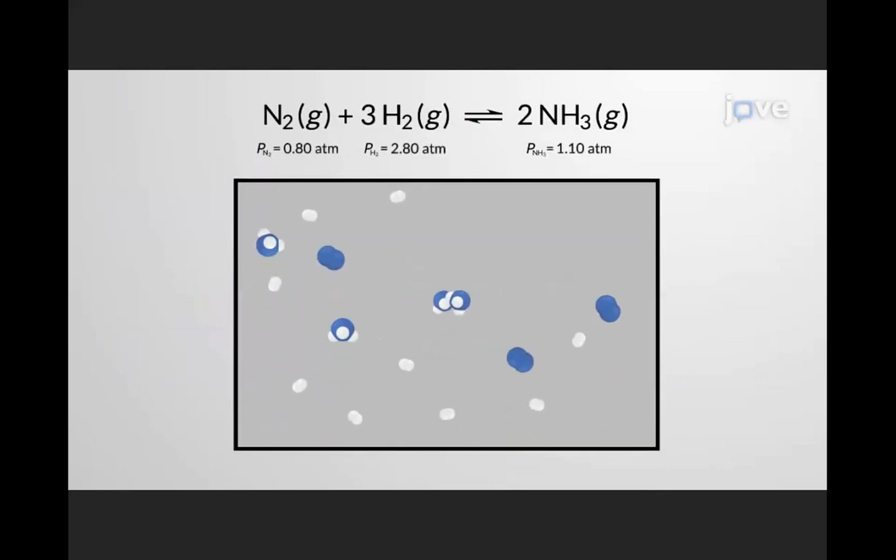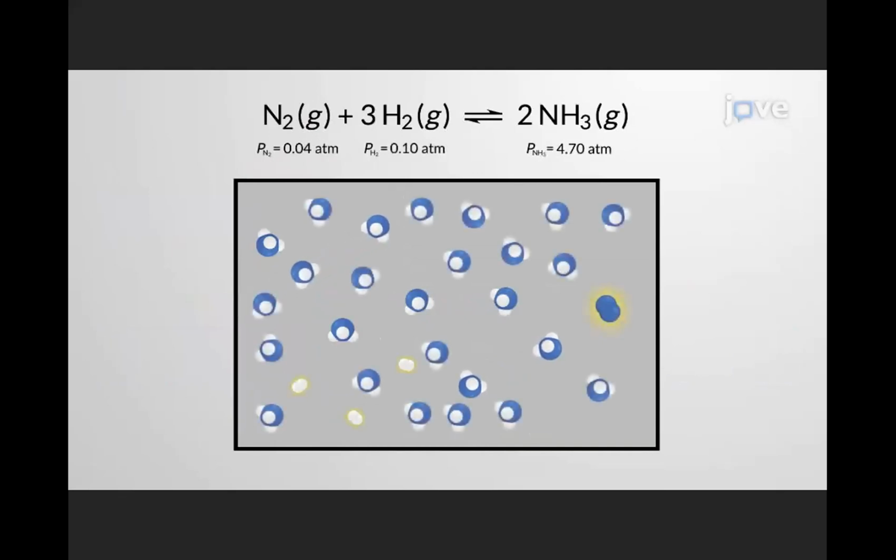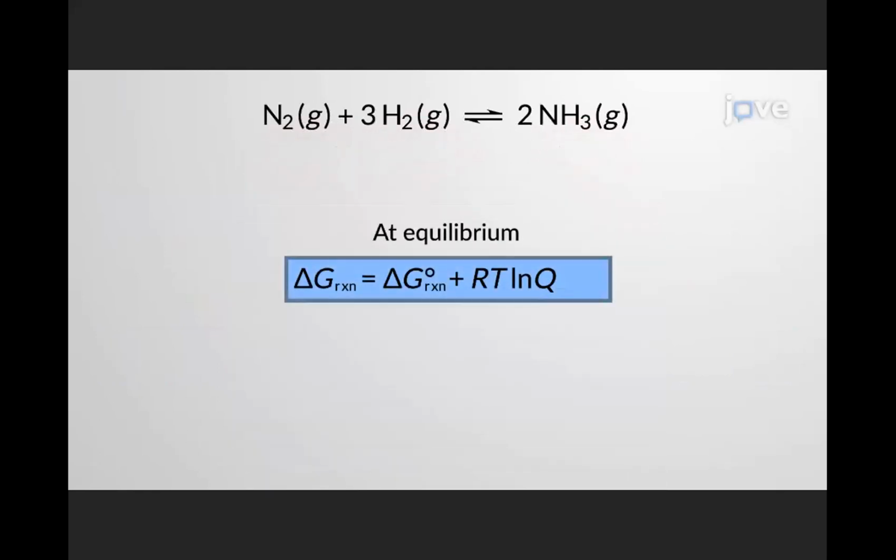As the forward reaction proceeds, more ammonia is produced and the reaction composition changes. When the reactants and products are in equilibrium, the free energy change for the reaction is zero, and the value of RT times the natural log of Q is equal and opposite in sign to the standard free energy change.